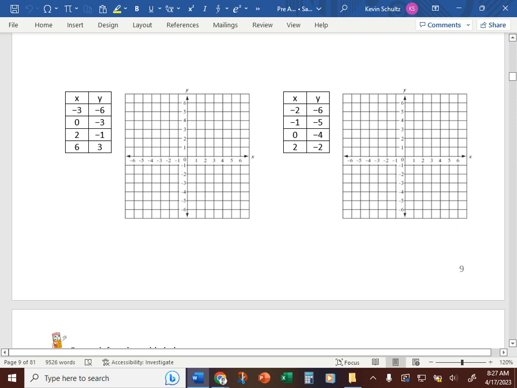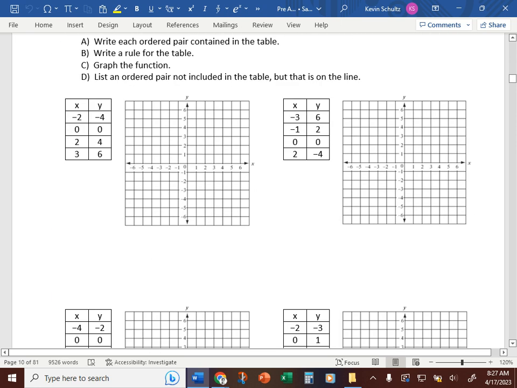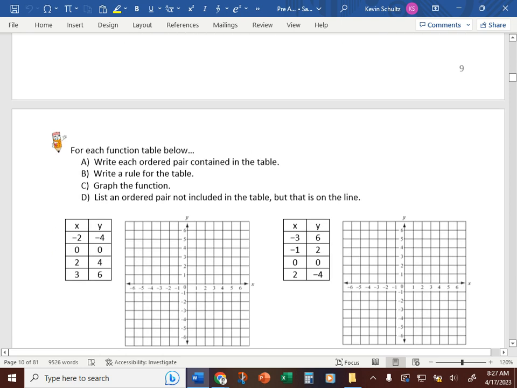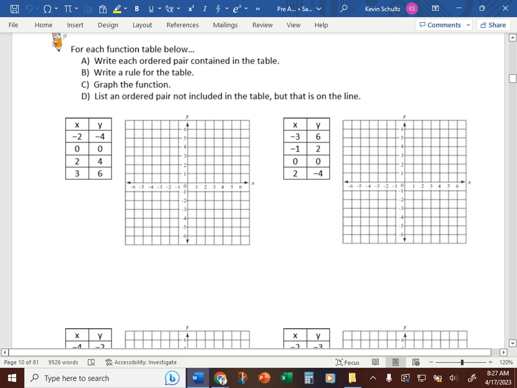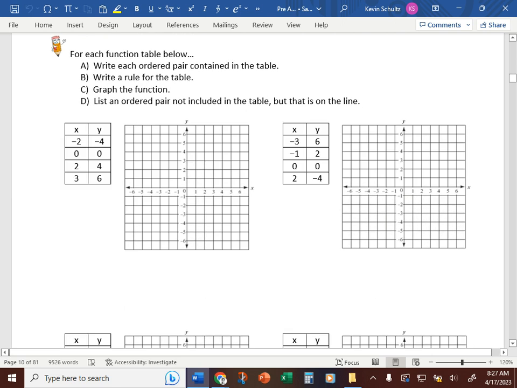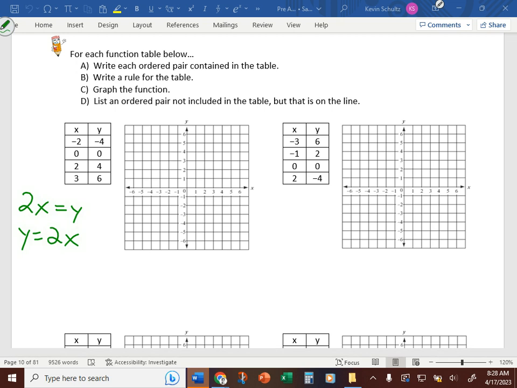Let's see, where's one? I think I use different operations. Yeah, so like this one, the first one on the second page, -2 to -4, 0 to 0, 2 to 4, and 3 to 6. Who can see what the rule is for that one? What did I do to get from X to Y? Josie? Multiply by 2. Very good. So in this case, it'd be 2 times X equals Y, or if you want to write that as Y equals 2X, both are fine.